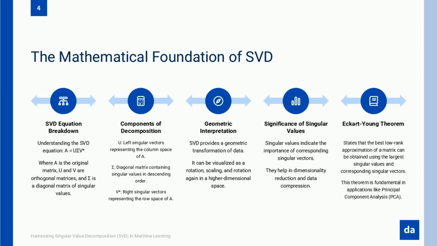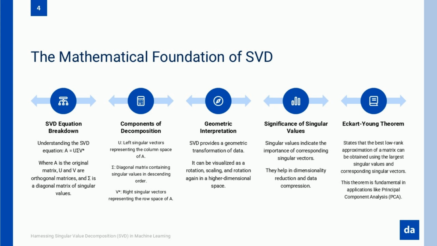The diagonal matrix, sigma, contains the singular values arranged in descending order. These values indicate the importance of each direction identified by the singular vectors. Larger values correspond to directions that capture more variance in the data, essentially telling us which patterns matter most. When we examine these singular values, we're looking at the intrinsic dimensionality of our data, revealing how many meaningful components we actually need to represent it.